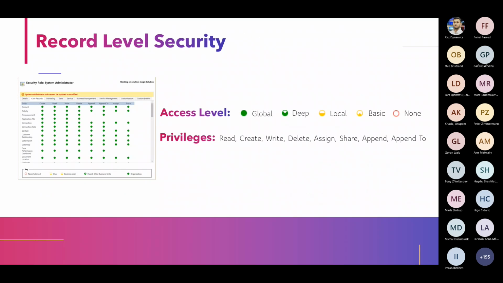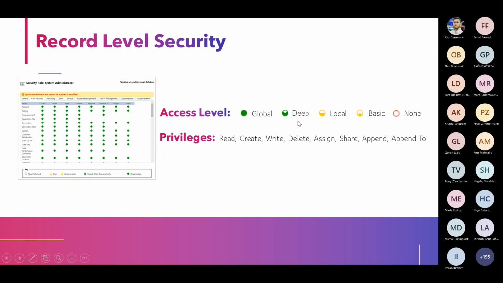All right, so the next level of security is the record level security. If you are working in a Dynamics 365 project or in Microsoft Dataverse, you must know about the record level security. Record level security means who can access a particular record, or who cannot. That is being managed by two things: the access level and the privileges. So the record level security is basically two types: access level and privilege.